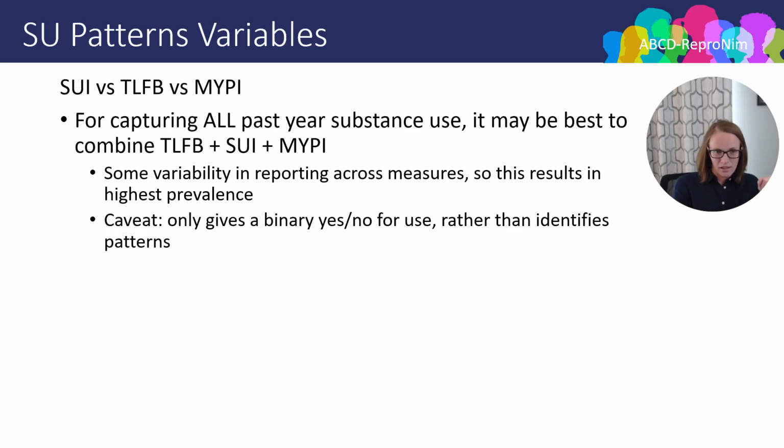The caveat to this, and something you need to be aware of, is that this will only give you a binary yes, no: have they used in the past year, or have they used in their lifetime if you combine across years as well. It does not identify patterns of use. If somebody's only reporting during the mid-year interviews that they're using alcohol, you can't then say they've used X amount of alcohol, or they're binge drinking, or any other such pattern. But if you're looking just for prevalence, if you're looking to most comprehensively say who has engaged in substance use versus not, combining across these measures is most helpful.